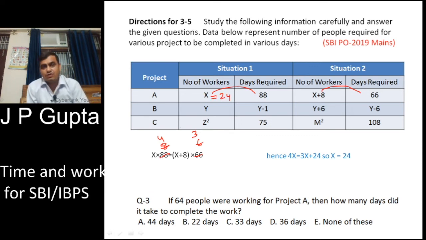Once we have value of x, now we can target this question either comparing with situation 1 or comparing with situation 2. So let us say comparing with situation 1, because work is same. So can we say that 24 into 88, that is M1 D1, because now x is defined. This will be equal to, in this scenario 64 people were working, so 64 into D.